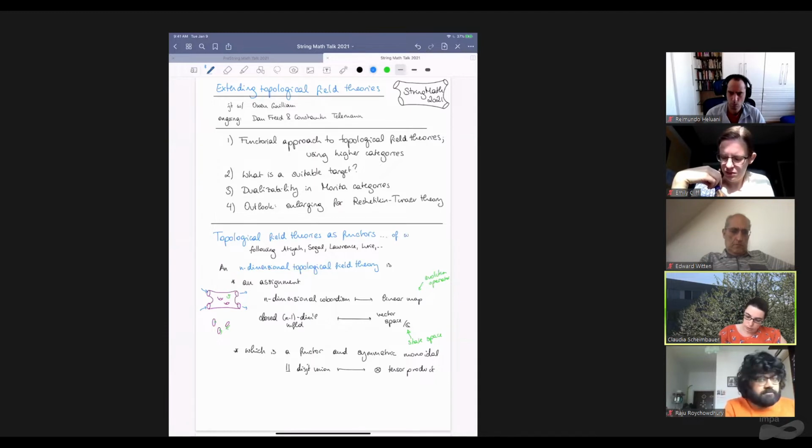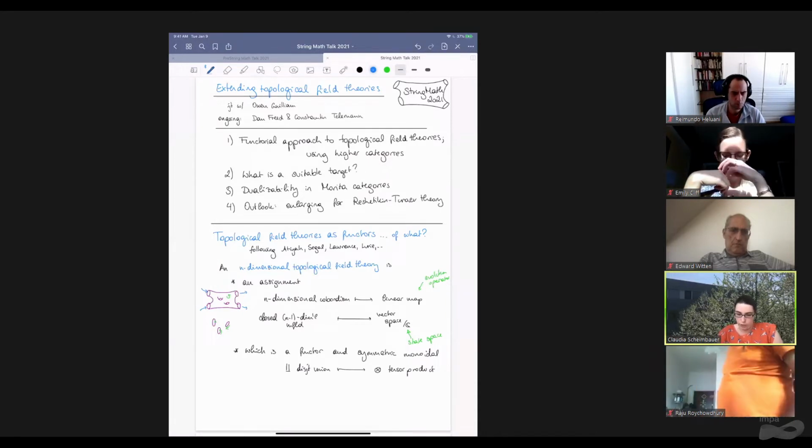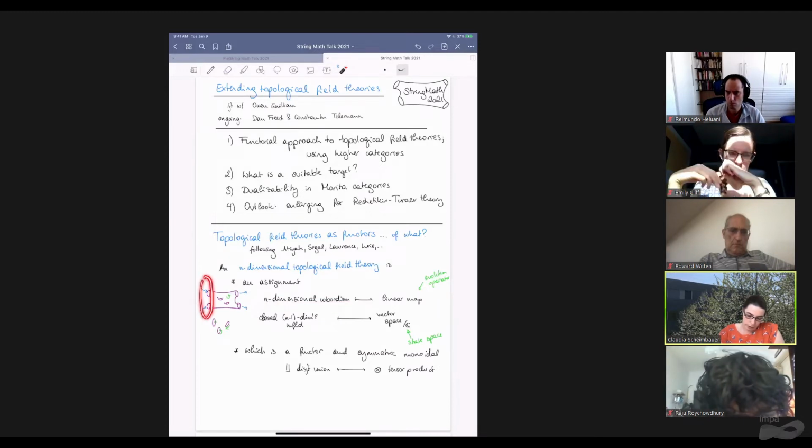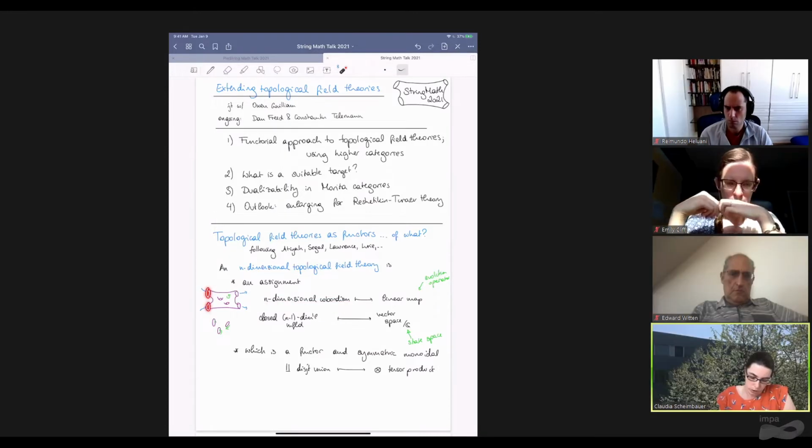But now, it's a functor of what? The way I wrote it here, my structure is that of a category. My objects are my closed n minus one dimensional manifolds. And I view my cobordism that I drew here as a morphism from this side, so from the two circles to the outgoing circles. So it's just a functor of a symmetric monoidal category.